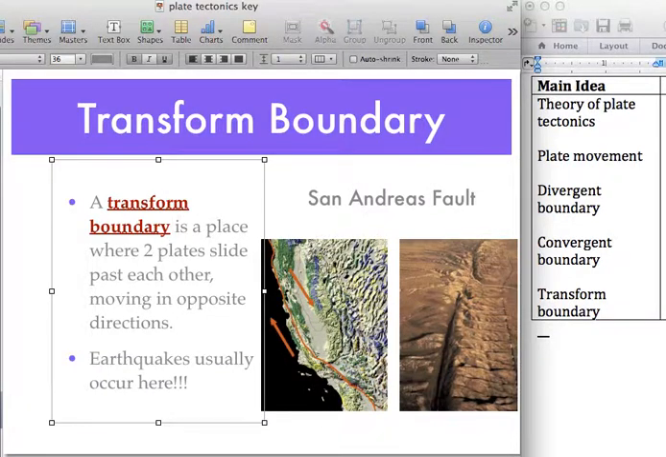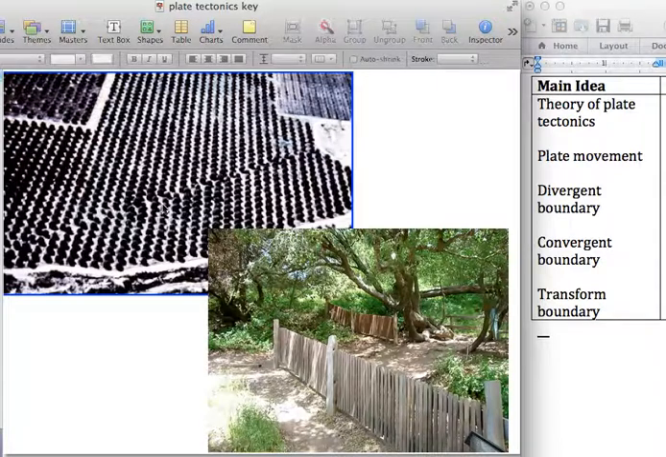And just a couple pictures of a transform boundary in action. Right, this is an orchard of trees. These trees were all planted in straight rows, but because the fault moved along that transform boundary, one plate moved one way, one plate moved the other, they're no longer planted in straight rows. And this fence is actually at a park north of San Francisco. It used to be one continuous fence, and over about the last 100 years, you can see that it's clearly shifted in position. Right? Part of the fence has shifted one way, part of the fence has shifted the other way as those plates move past each other.